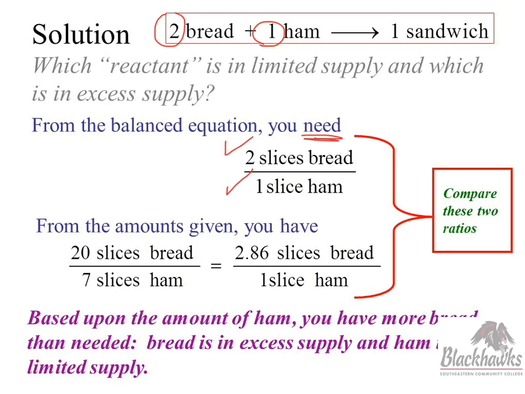So what we have, again, we still go with the bread to ham, was 20 to 7. That's what we have. We can take 20 and divide by 7. We can actually get a number, 2.86 slices of bread per 1 slice of ham is what we have.